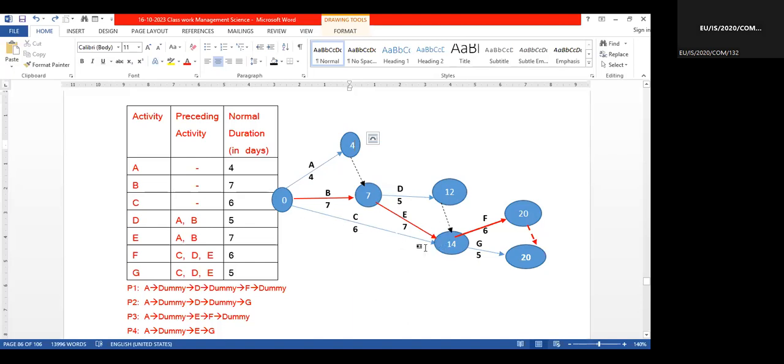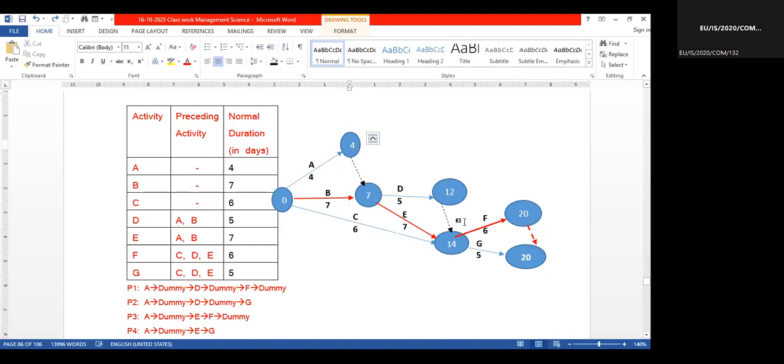You are coming with 6. So there are three paths connecting to this point. This dummy is coming, E is coming, and also C is coming. So now we have to look at here: 7 plus 5, 12.